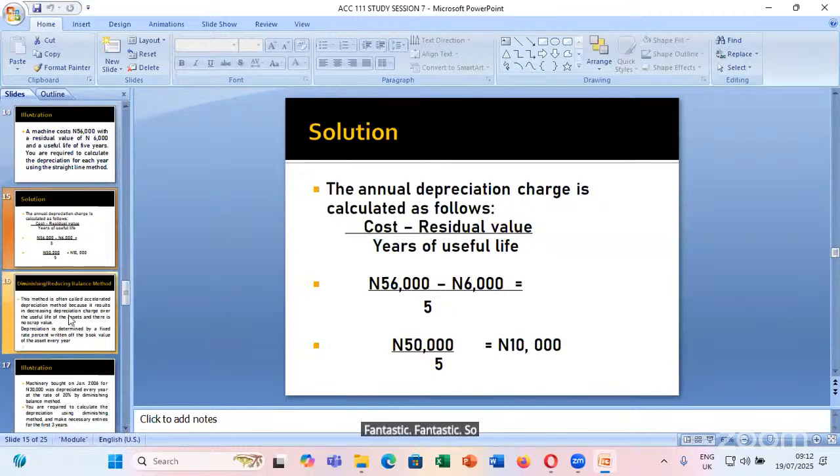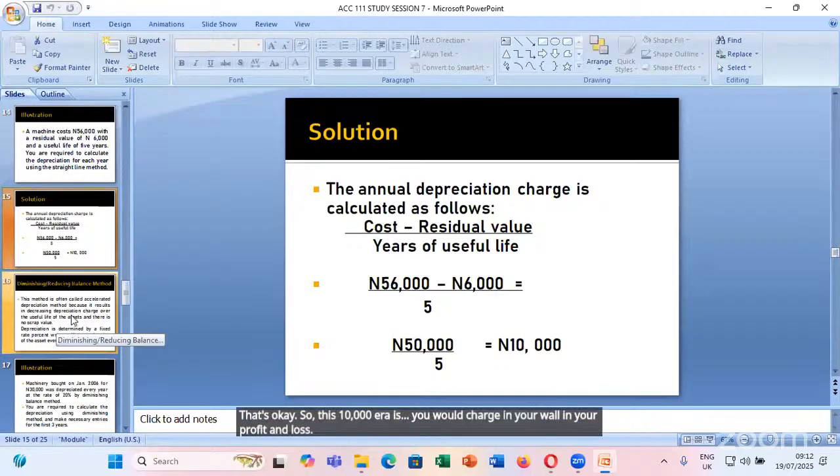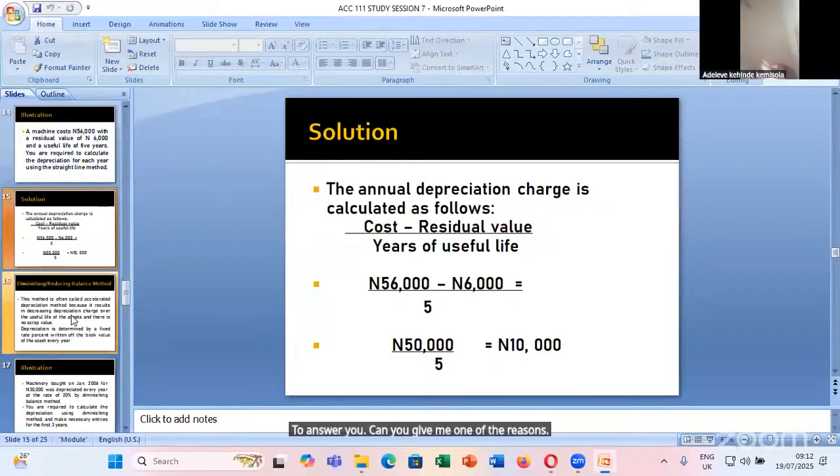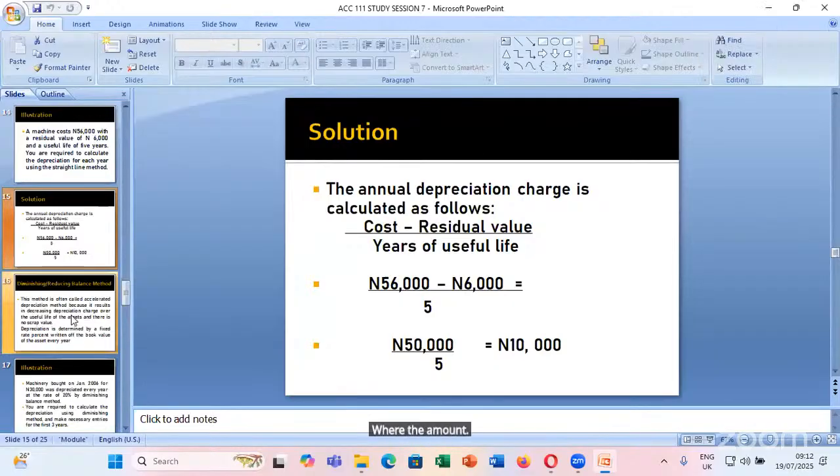So let's look at another method. This 10,000 naira is what you will charge in your profit and loss every year. Okay, let me ask this question, and I want one intelligent person to answer me. Can you give me one of the reasons why the amount you have in your statement of financial position as the bank balance is different from what you have in your bank?